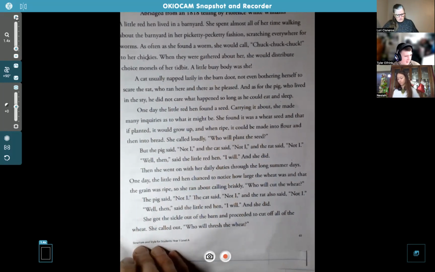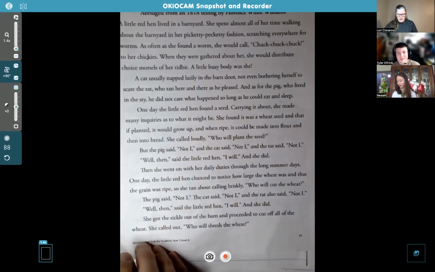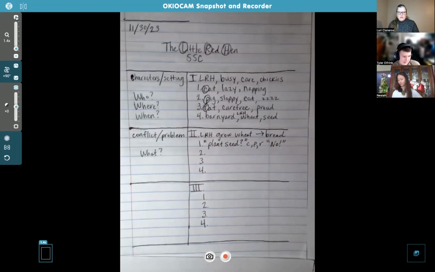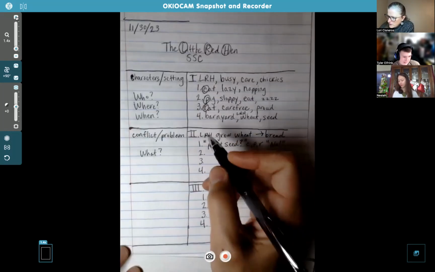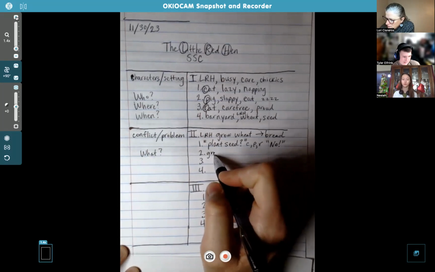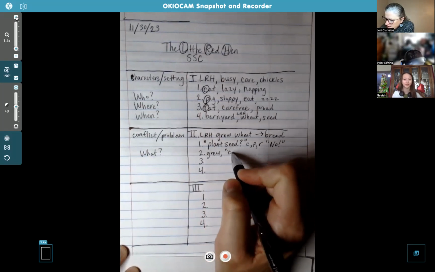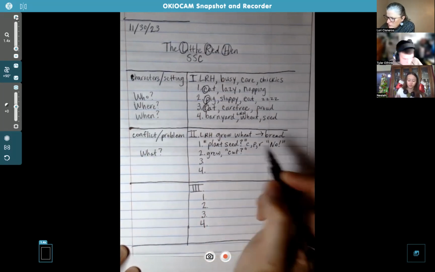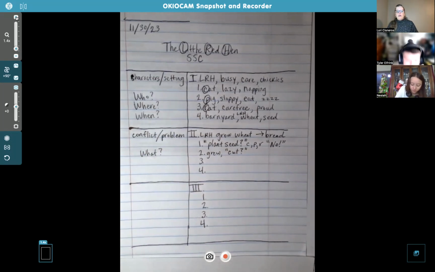She asks, hang on, I'm looking. Okay, that's okay. Who will cut the wheat? Yeah, that's it. Who will cut it? So basically the plant grew and she's asking, who will help cut?